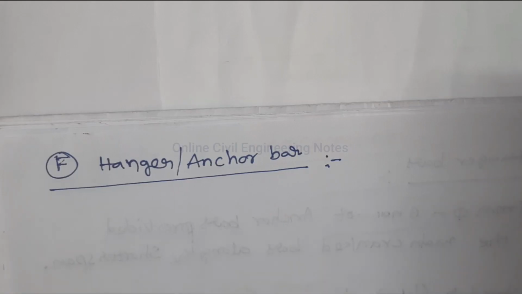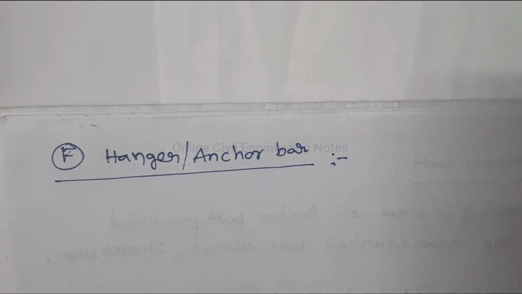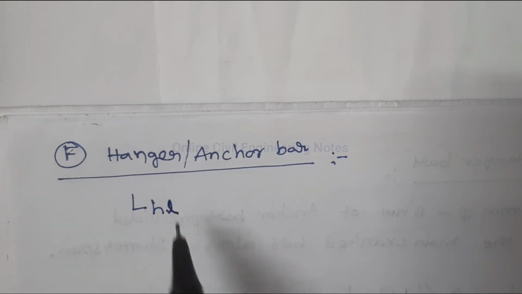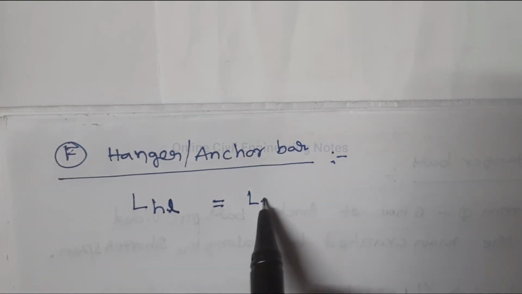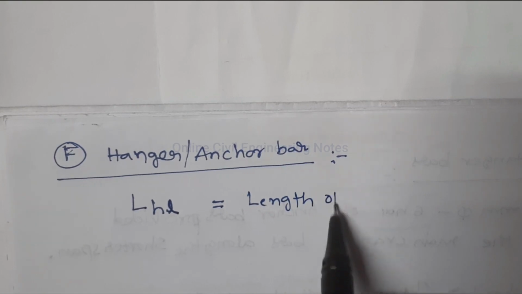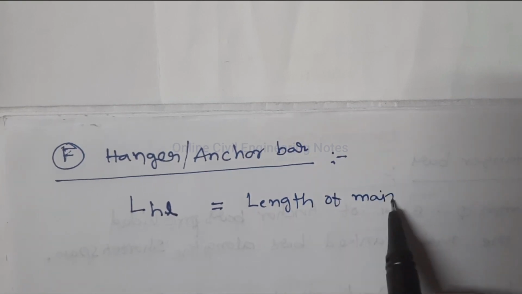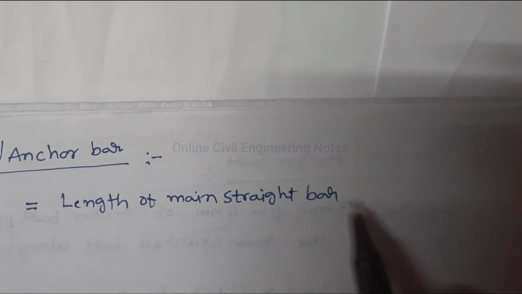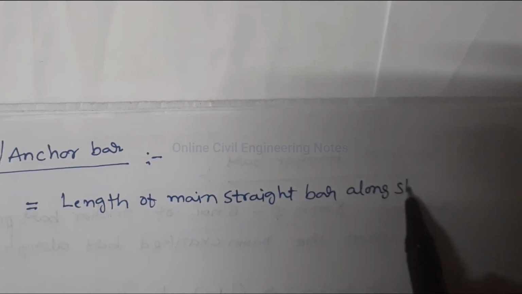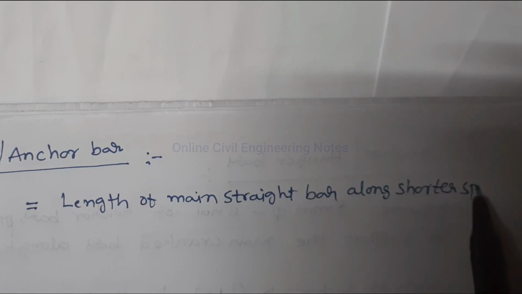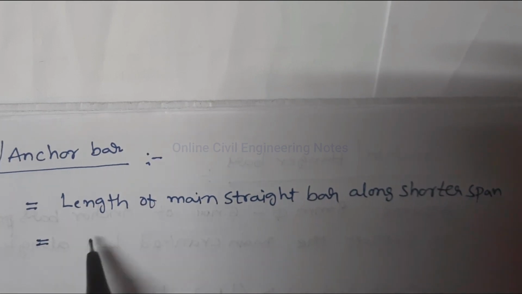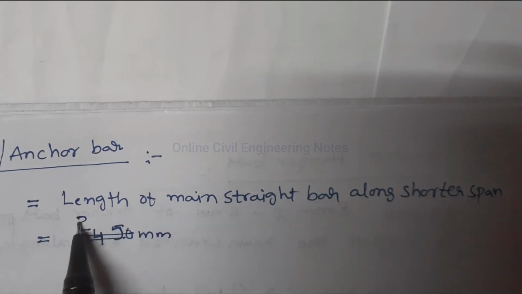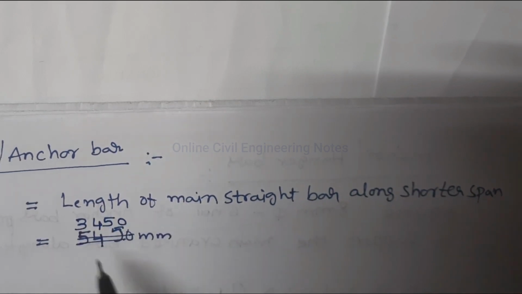Next one is hanger bar or anchor bar along the longer span. Therefore, length of hanger bar along longer span HL is equal to length of main straight bar along shorter span. Length of main straight bar along shorter span is 450 mm.